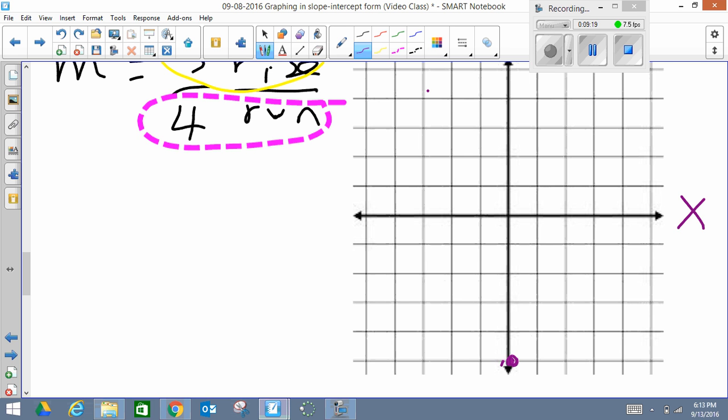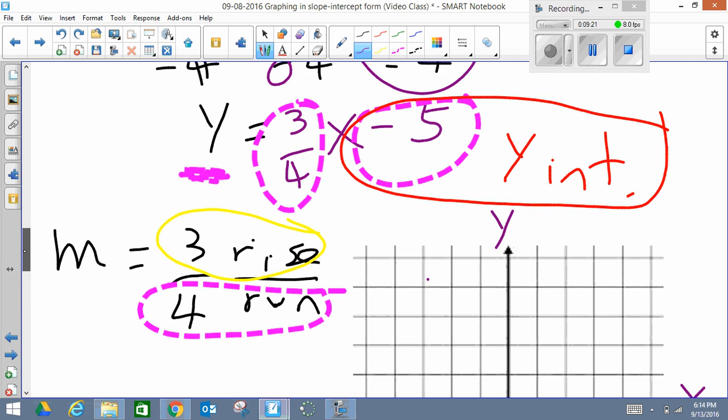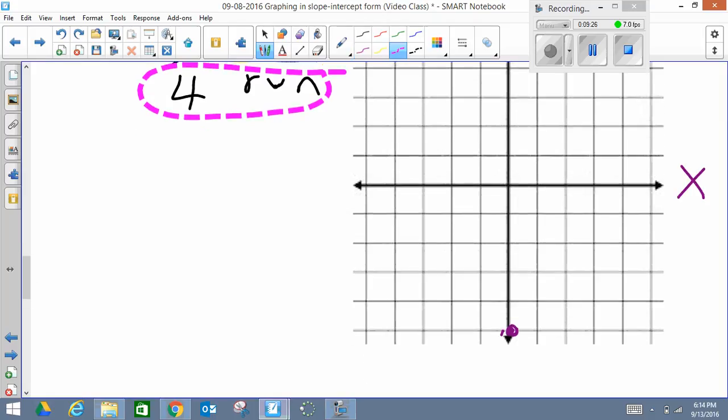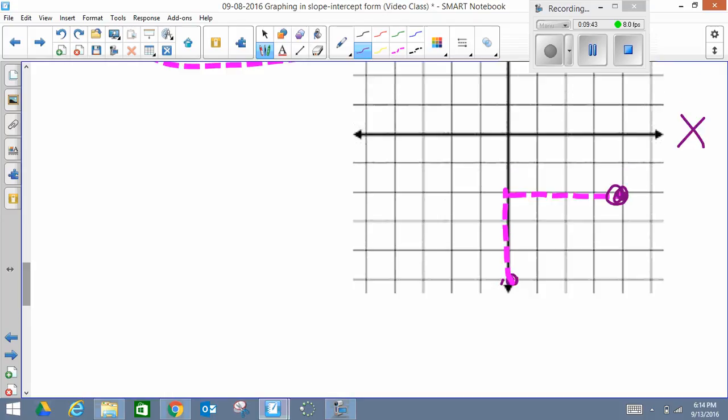And then I use the slope. The slope is 3 over 4. So I'm going to start right there. I start here. 3 up, 1, 2, 3. That's the rise. And the run is 4. Positive, so to the right. 1, 2, 3, and 4. And right there is my second point. Once I have that, I just need to connect the points and extend the line.